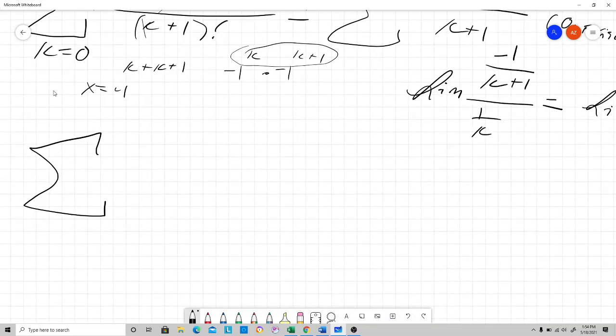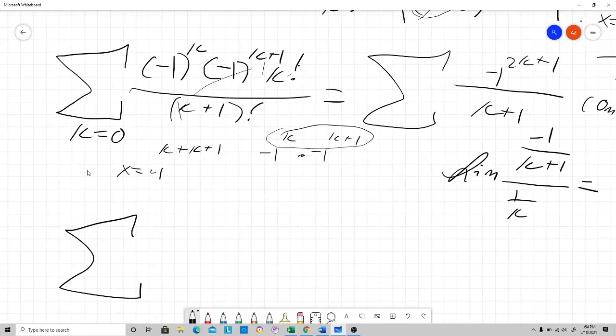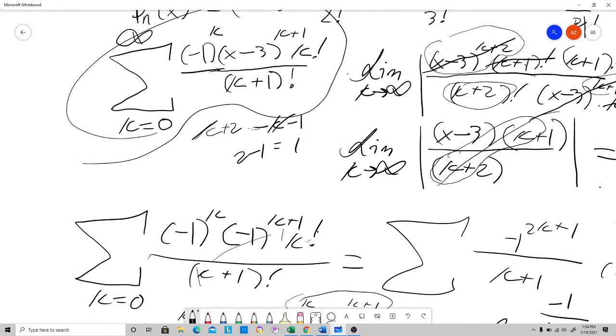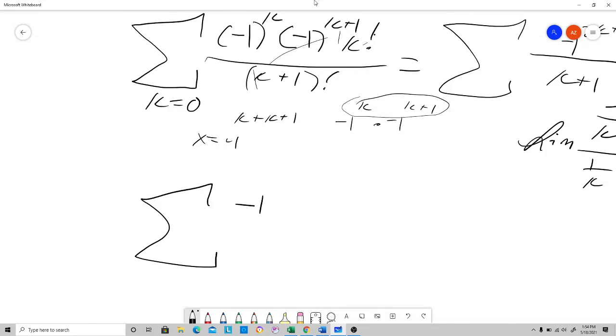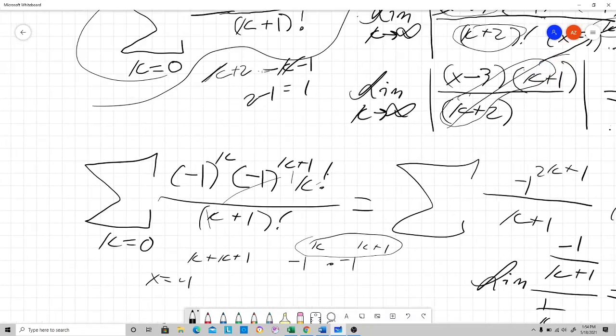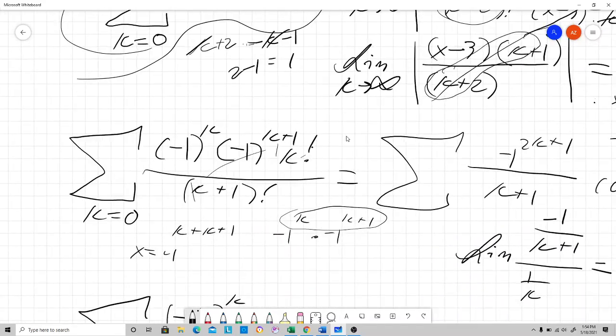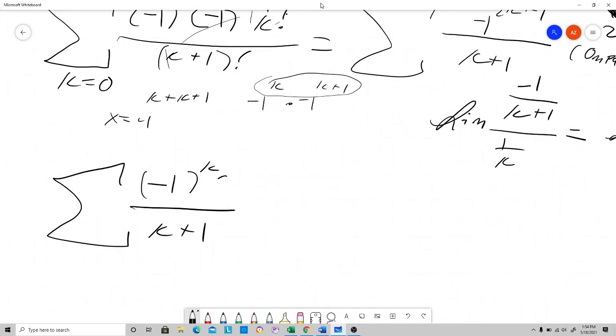So we have a negative. If we plug in a 4, we're going to have just a 1, right? A 1, and a 1 is not really going to do anything. So we're just going to be left over with a negative 1 to the k, and then it will be a k factorial, but we simplify that and it'll just be k plus 1. And so now this just becomes an alternating series. Because it's an alternating series, we have to do an alternating series test.